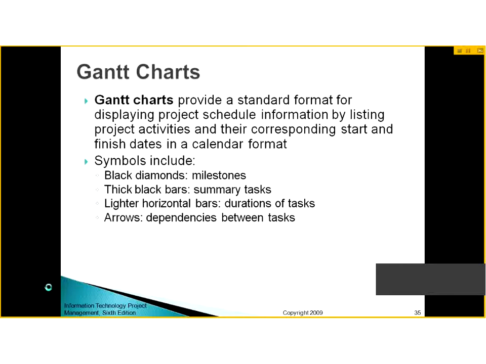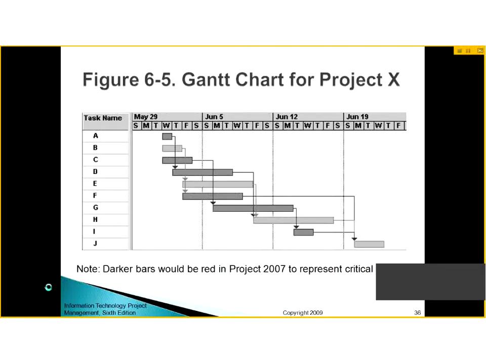It uses black diamond symbols to represent milestones, thick black bars to represent summary tasks, light or horizontal bars to represent the duration of tasks, and arrows show the dependencies between tasks. Now you can see here the Gantt chart made for the same project for which we made the network diagrams. So you can see the task names, activities A till J, and you can see that activity A was of 1 day, B was of 2 days, and C was of 3 days. Once activity A is over, activity D can be started. Once activity B is over, activities E and F can be started.